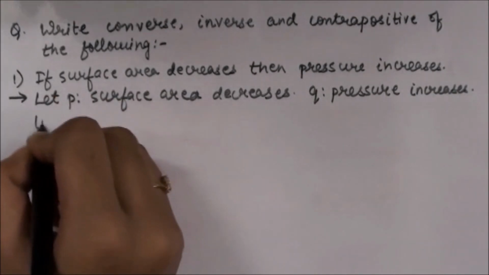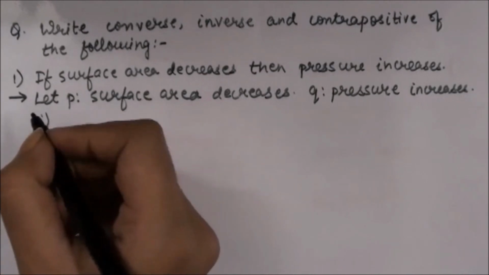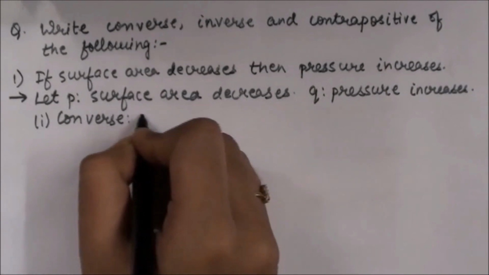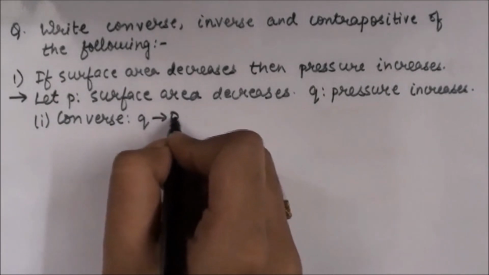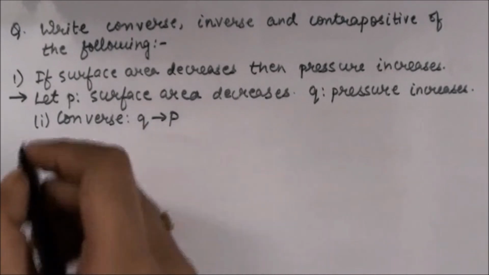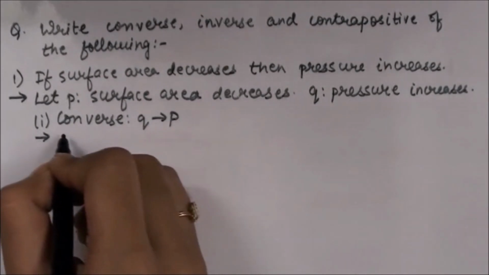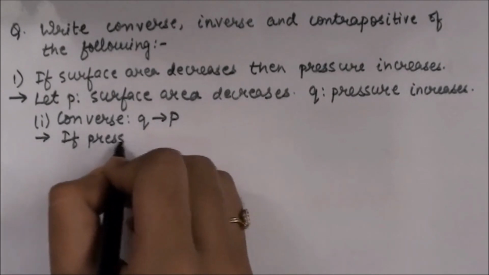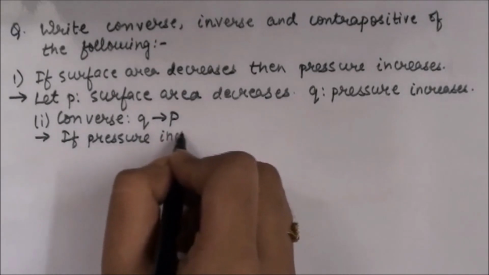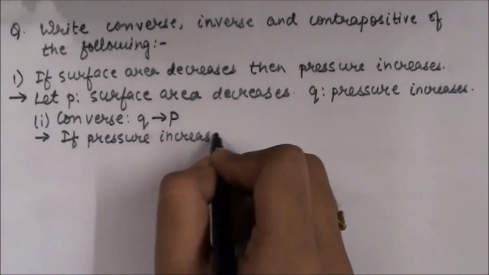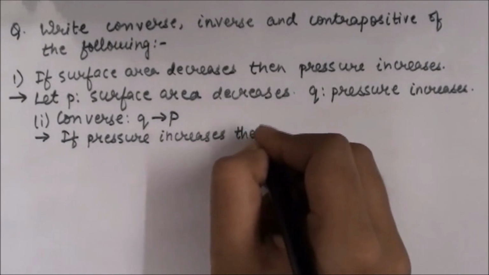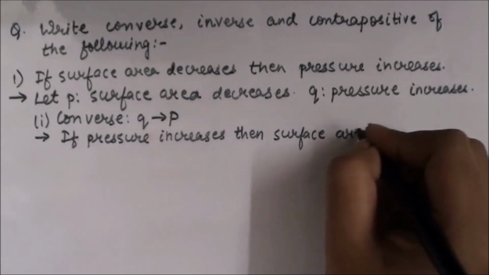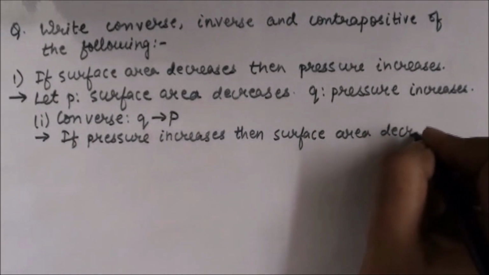Now, converse, we have seen in the previous lecture that converse is Q implies P. We change the order of the statements. So therefore, the converse in the verbal form will be, if pressure increases, then surface area decreases.